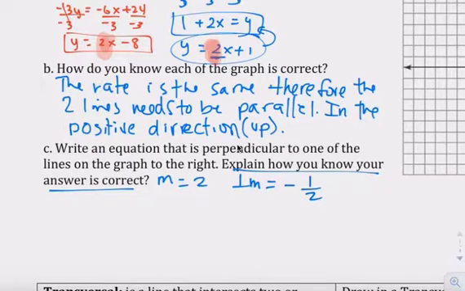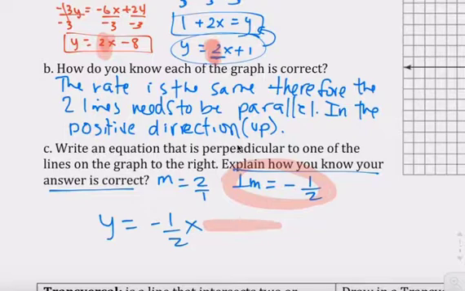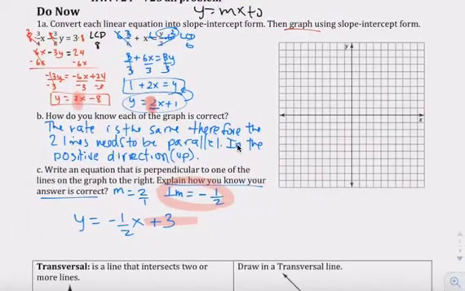Okay? This is opposite and reciprocal. So write an equation that will be perpendicular. So any equation with this rate of change. So y equals negative 1/2 x, and then anything you want after that. Let's say plus 3. So this way we can graph it on there and see if it's perpendicular. It should be perpendicular to both of these lines. So explain how you know your answer is correct.